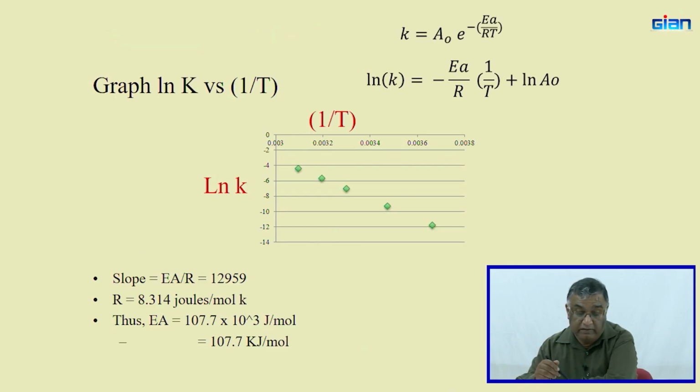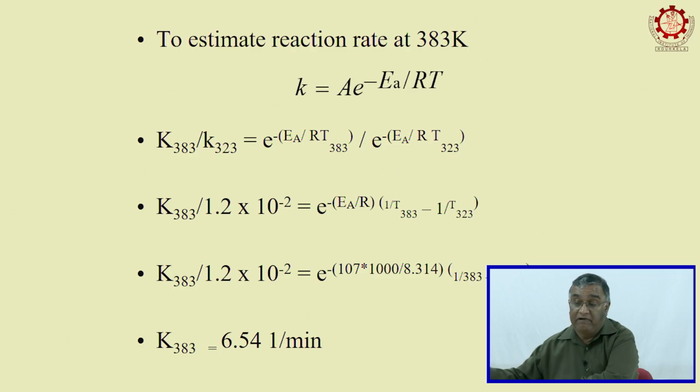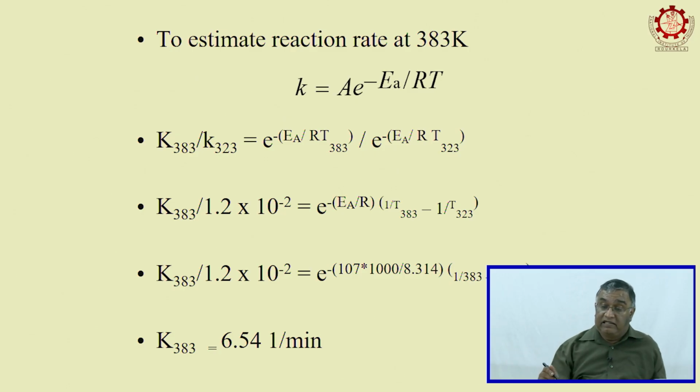So here you have this slope, and then here you have the EA value, because you're going to assume that the R value is a constant. Normally you can obtain it from reference books, or if it's in the exam, it may be given. So you can calculate your k value, and once you have this value at 383 Kelvin, you can calculate this as the value.